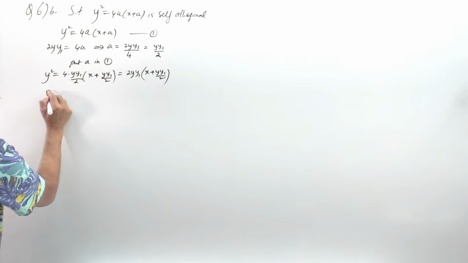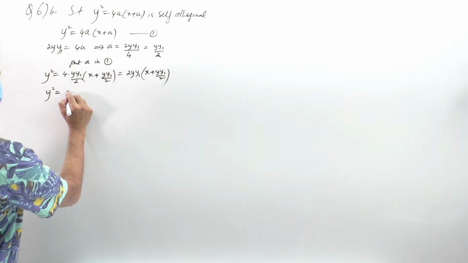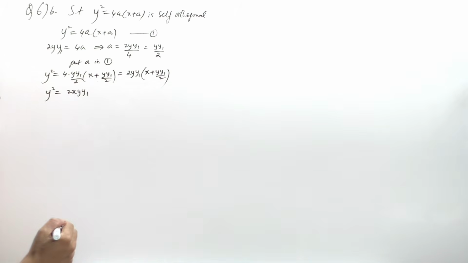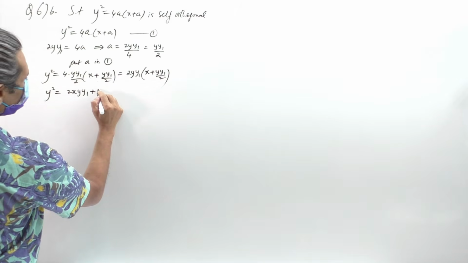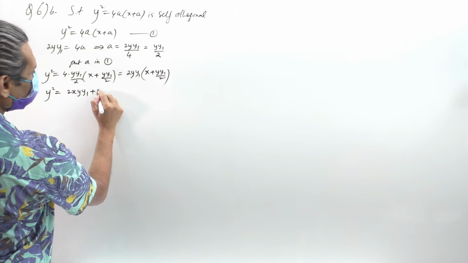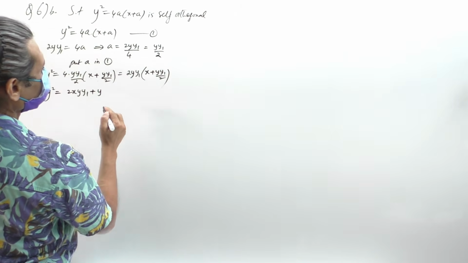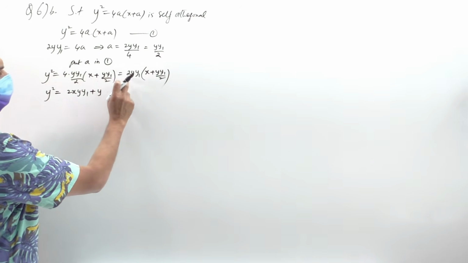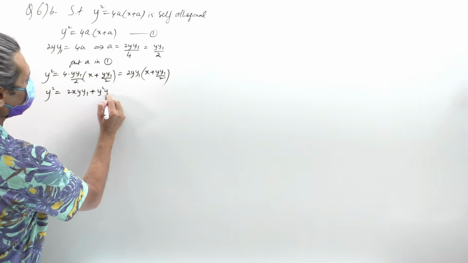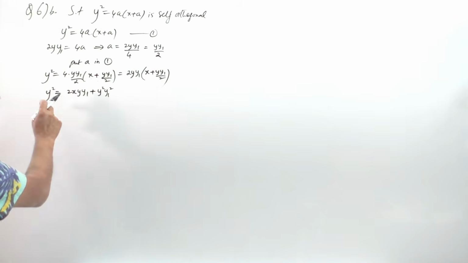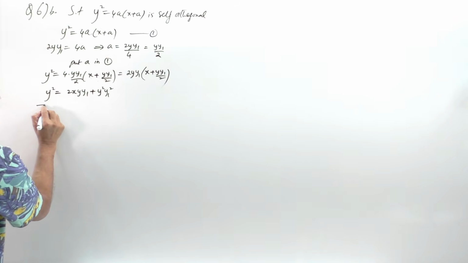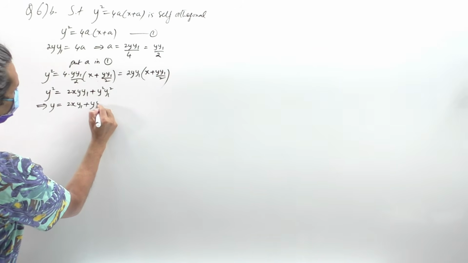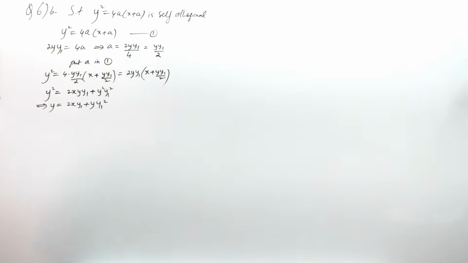Now let's open the bracket. So y square is equal to 2xy y1 plus, 2 cancels, y square into y1 square. Fine. Now see, I can remove y from both sides. That implies y is equal to 2x y1 plus y into y1 square. This is what we have now.